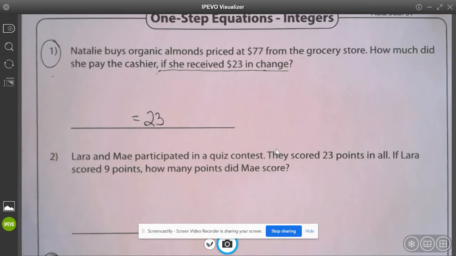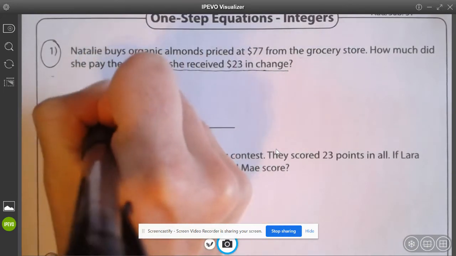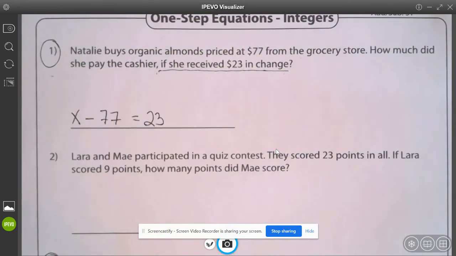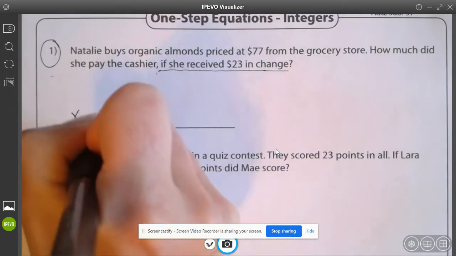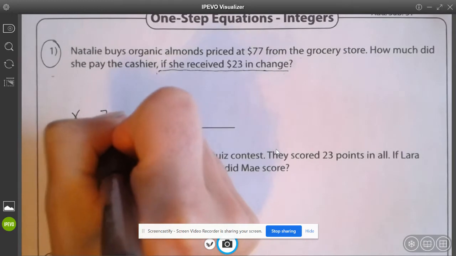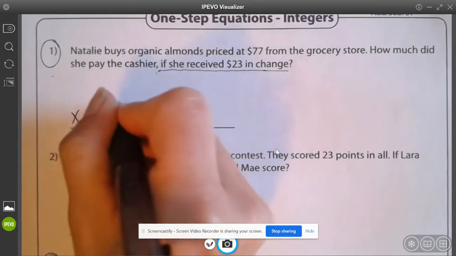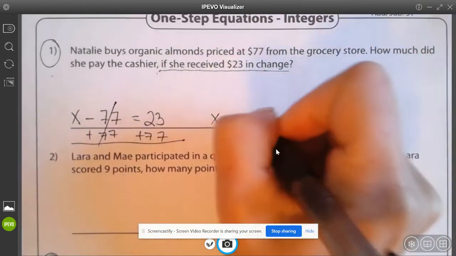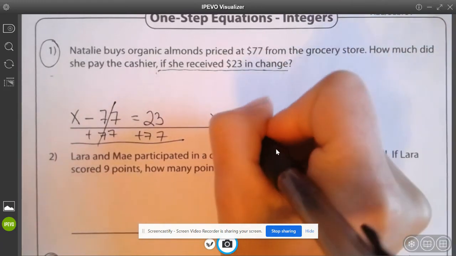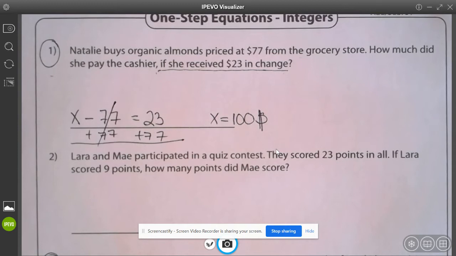That some amount is the unknown. We don't know it, so we can use X. So X minus 77. Now, to solve for that, we add 77 on both sides. And then that goes away, and we get x equals 23 plus 77, which is 100. 100 what? $100. There we go. That's it. That's how you solve these things.